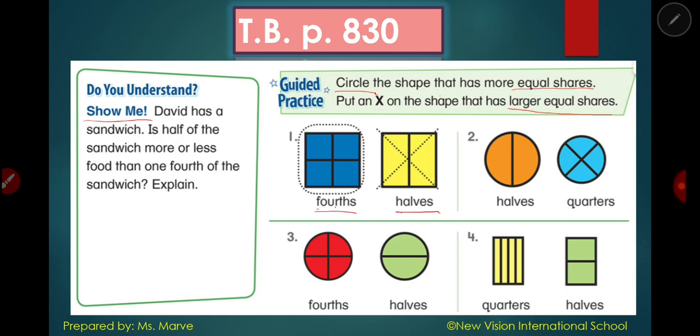How about in number 2? Will you circle the halves or put X? Will you circle the quarters or put X? How about number 3? Will you circle fourths or put X? Or will you circle halves or put X? Great. Number 4. What will you do? Quarters. Will you circle it or put X? How about halves? Will you circle it or put X?